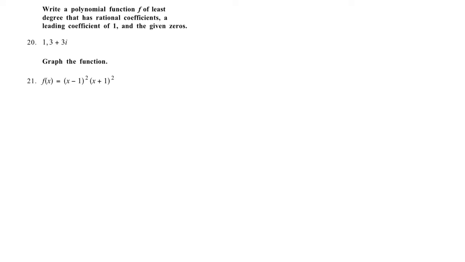All right, so here is 20 through 33 of the review sheet for Chapter 4. Number 20 says write a polynomial function of least degree that has rational coefficients, a leading coefficient of 1, and the given zeros. So we are going to use 1. That's our first zero. And that gives us a factor of x minus 1 with the opposite sign.